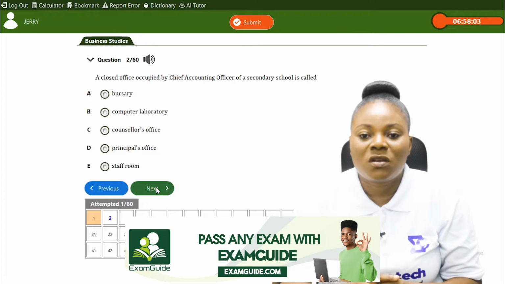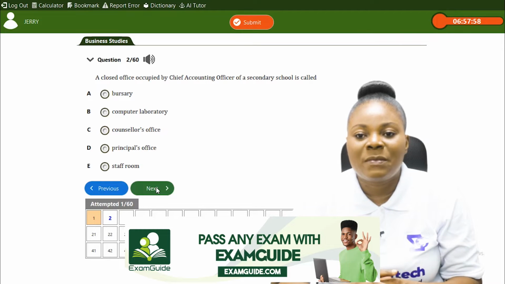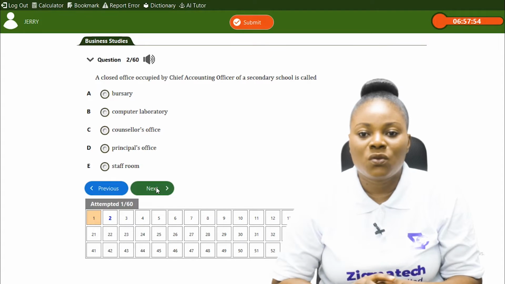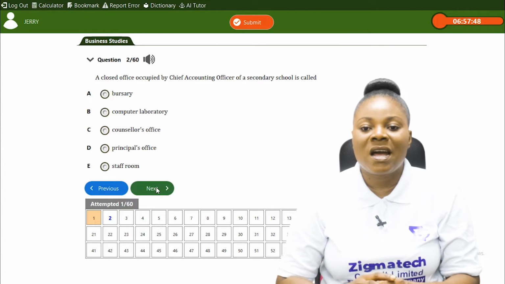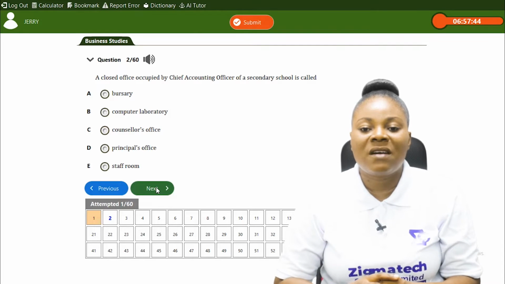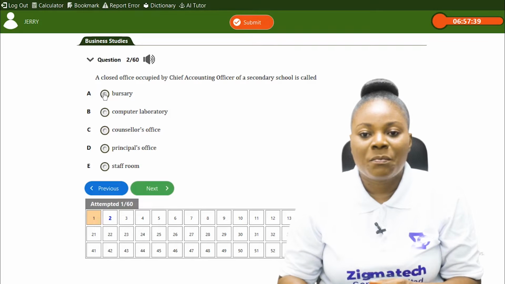The next question, question 2, says a closed office occupied by the chief accounting officer of a secondary school is called: A, we have the bursary. B, we have the computer laboratory. C, we have the counselor's office. D, we have the principal's office. E, we have the staff room. The correct answer is option A, the bursary.